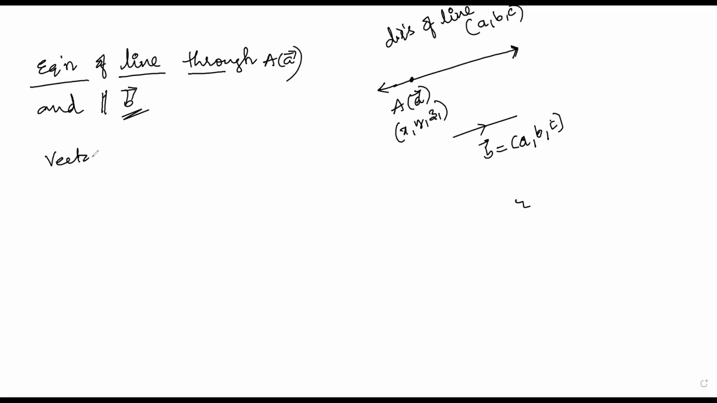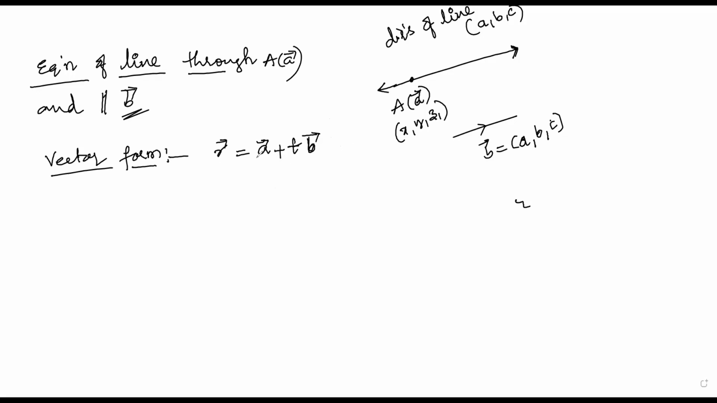Vector form? So the vector equation is R bar is equal to A bar plus alpha B bar. Okay, T B bar or lambda B bar, whatever. A bar plus T B bar. Okay. Yes, sir. And then next. So this is the vector equation of a line passing through A bar, whose position vector is A bar, parallel to B bar. Okay. All right.